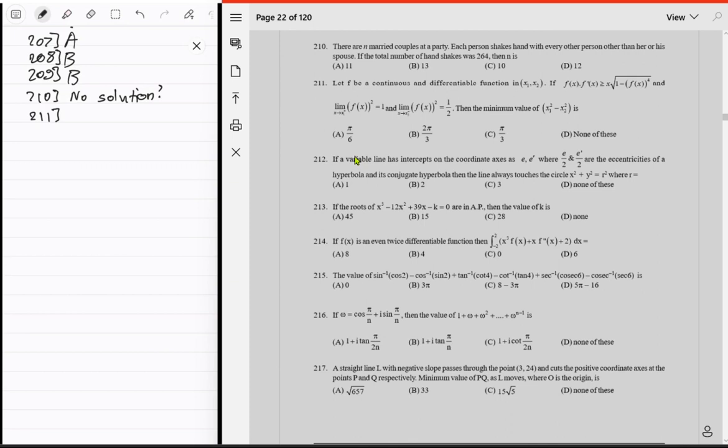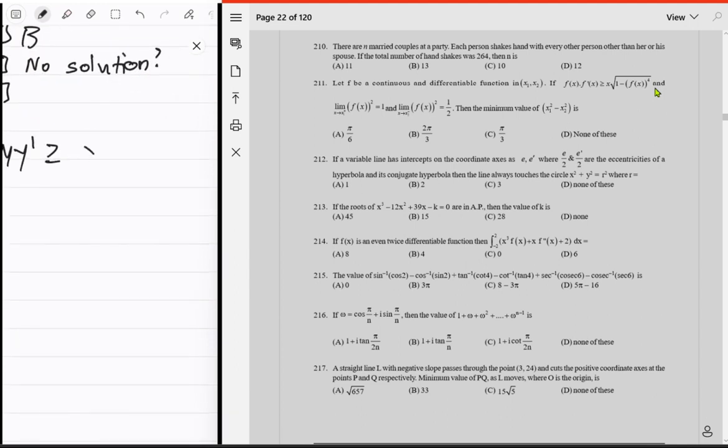Okay, let f be a continuous and differentiable function on x1 to x2. This is the interval. If f of x times f dash of x is bigger than or equal to x square root of, okay, so here you should write them down correctly: y dash is bigger than or equal to x square root of 1 minus y power 4, and the limit as x tends to x1 plus of f of x squared is equal to 1, and at x2 it is equal to 1 upon 2. Then the minimum value of x1 squared minus x2 squared is?